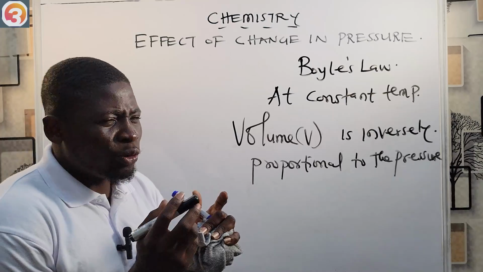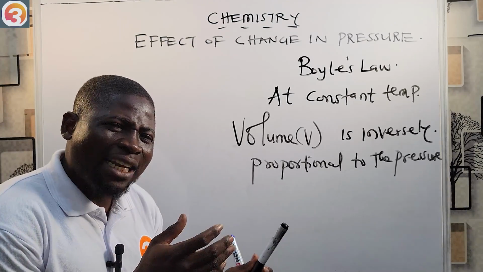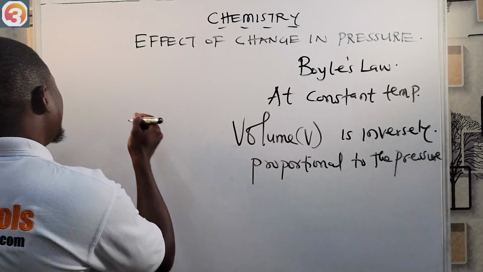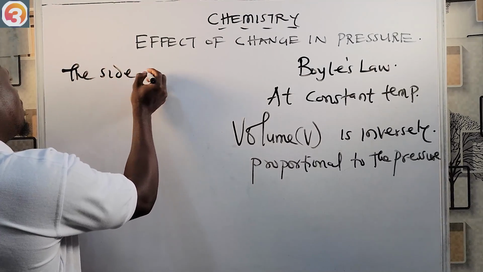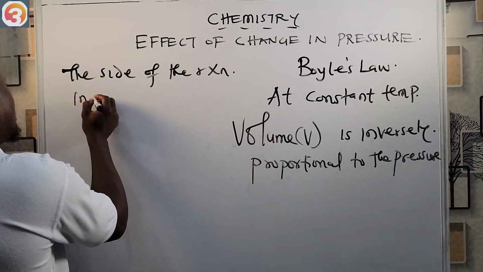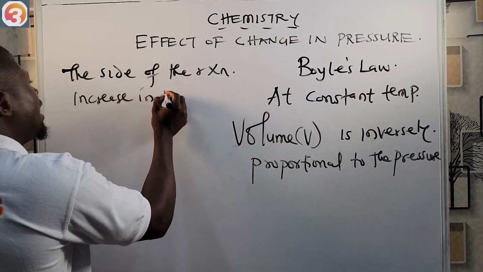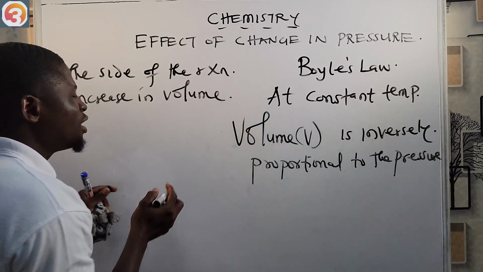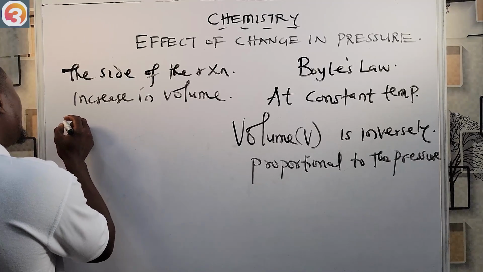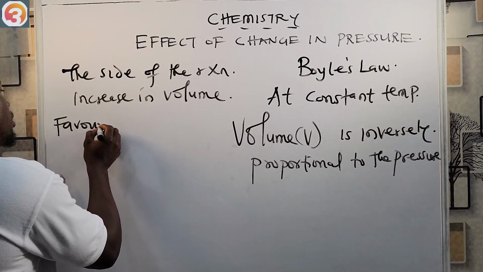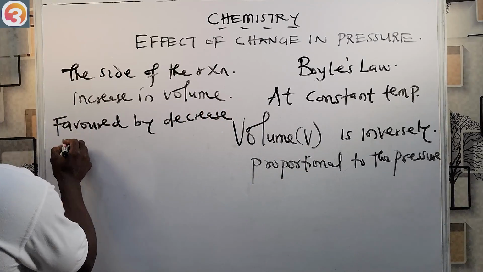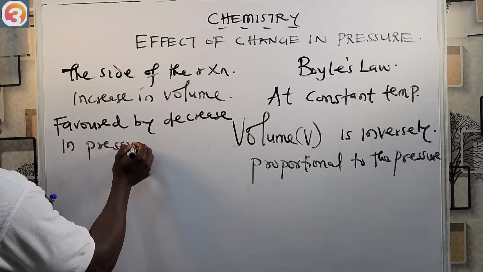All right, what you need to do is to know that the side of the reaction that is showing an increase in volume will be favored by a decrease in pressure.